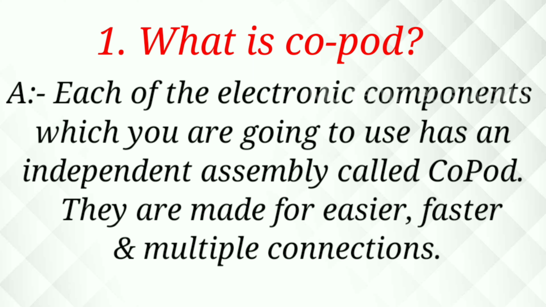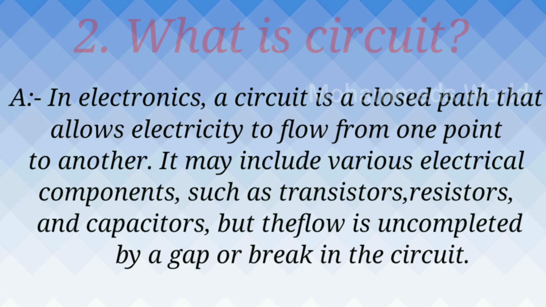What is a copod? Each of the electronic components which you are going to use has an independent assembly called a copod. They are made for easier, faster and multiple connections. What is a circuit? In electronics, a circuit is a closed path that allows electricity to flow from one point to another. It may include various electrical components such as transistors, resistors and capacitors, but the flow is interrupted by a gap or a break in the circuit.